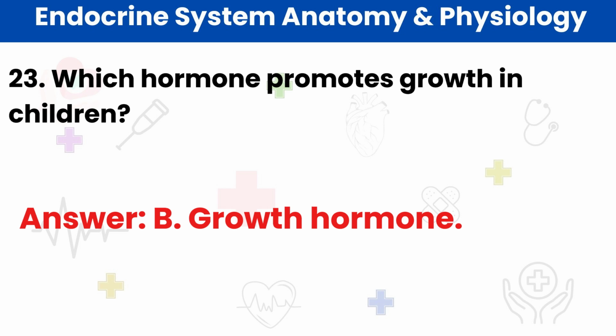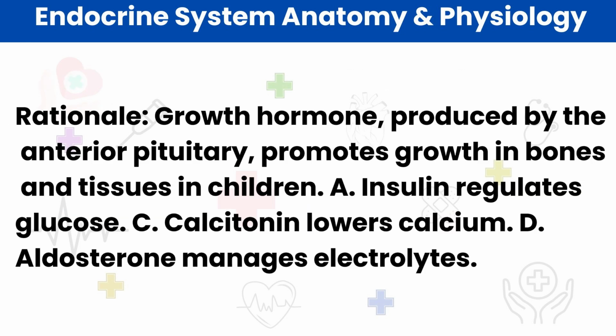Answer: B. Growth hormone. Rationale: growth hormone, produced by the anterior pituitary, promotes growth in bones and tissues in children. A. Insulin regulates glucose. C. Calcitonin lowers calcium. D. Aldosterone manages electrolytes.